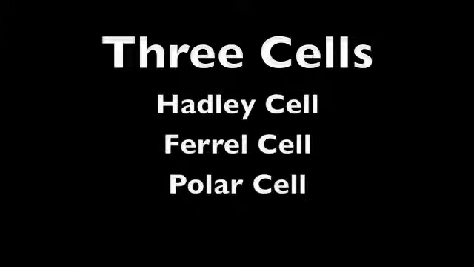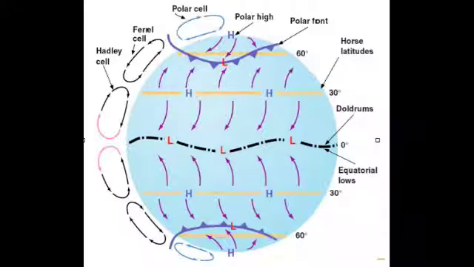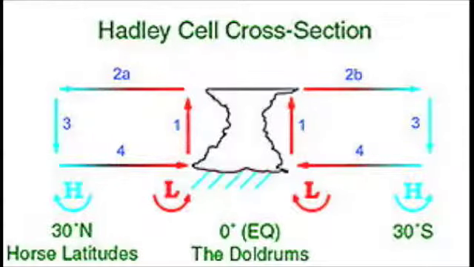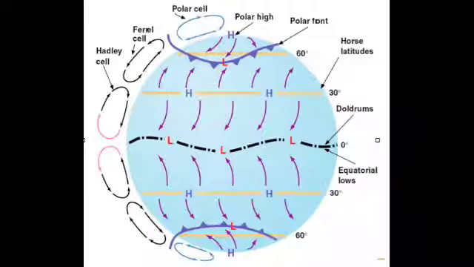The three-cell theory explains the observation with three cells instead of one cell. They are the Hadley cell, Ferrel cell, and polar cell. In the Hadley cell, air rises at the equator, moves poleward, and sinks 30 degrees north and 30 degrees south. The surface flow is equatorward and under the influence of the Coriolis force, which produces winds from the east known as trade wind. In the Ferrel cell, the warm air sinks and the cold air rises.